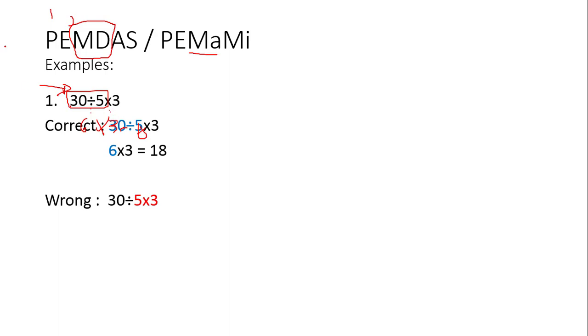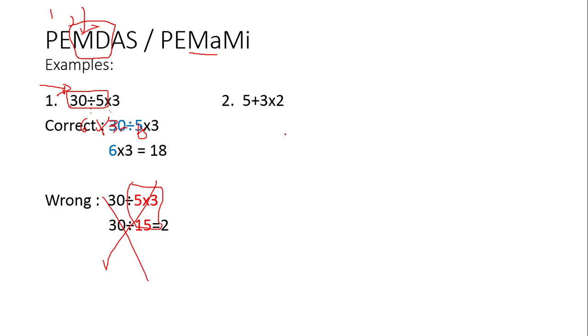So, kapag hindi mo alam yung rules ng PEMDAS, ginawa mo muna yung sinasabi dito, di ba? Multiplication daw. So, ginawa mo, multiply mo muna, 5 times 3 is 15. Then, 30 divided by 15 is 2. Yan. Which is mali. Mali yung answer mo.